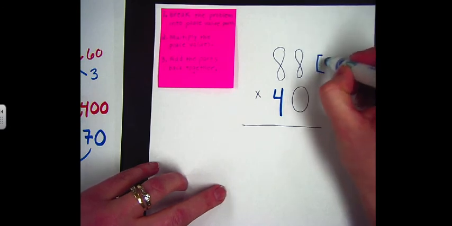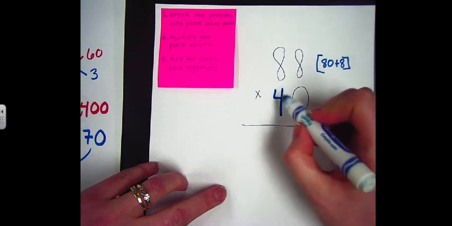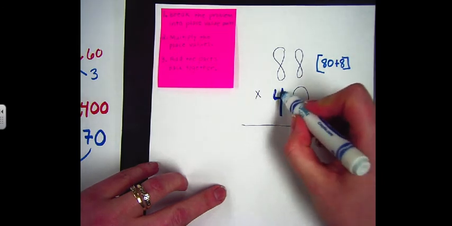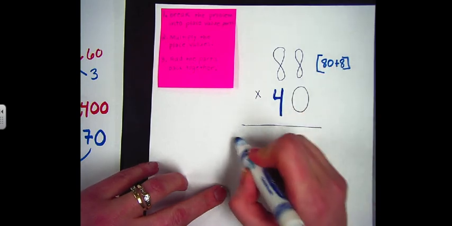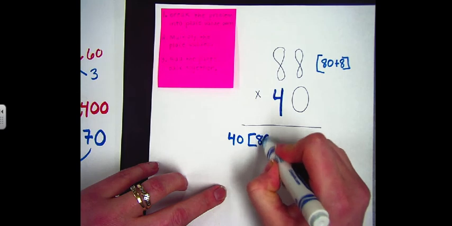88, I like to sometimes write it off to the side like this. It's really made up of 80 plus 8. And now I'm going to take this 4, which is 40, times the 80. So I have 40 80s.